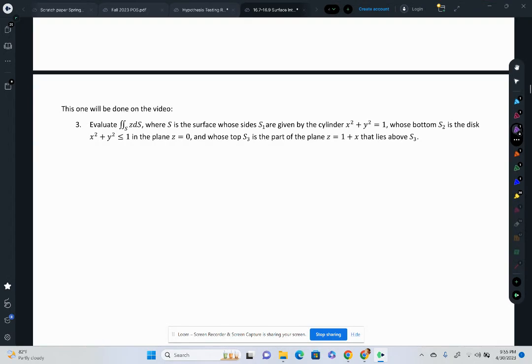We're supposed to evaluate a double integral over S of z dS, where S is the surface whose sides S1 are given by the cylinder x squared plus y squared equals 1, whose bottom S2 is the disk x squared plus y squared is less than or equal to 1, and whose top S3 is the part of the plane z equals 1 plus x that lies above S2.